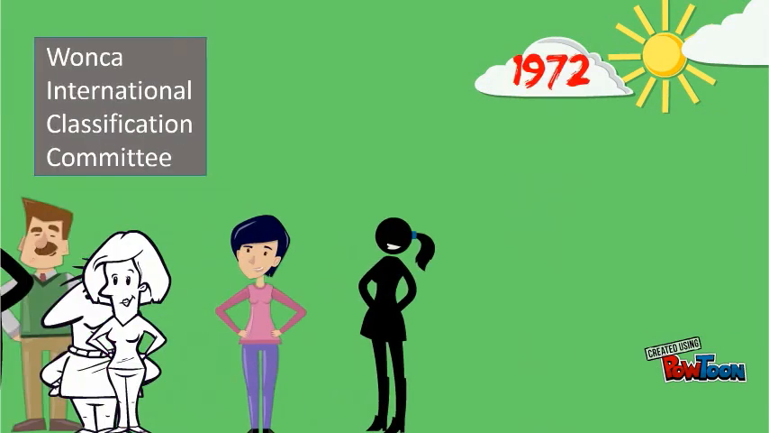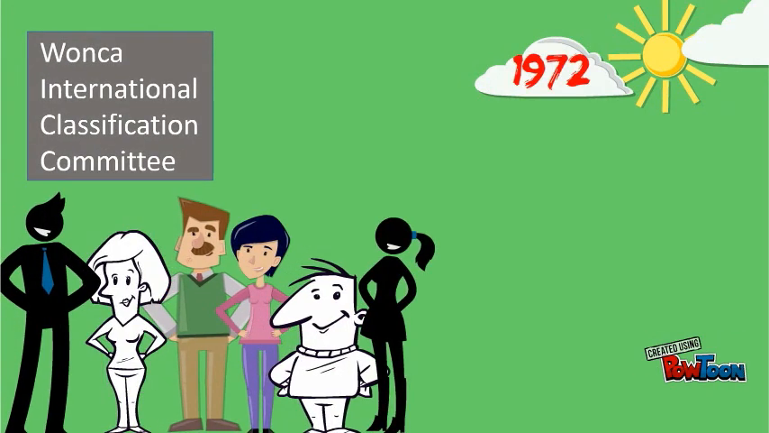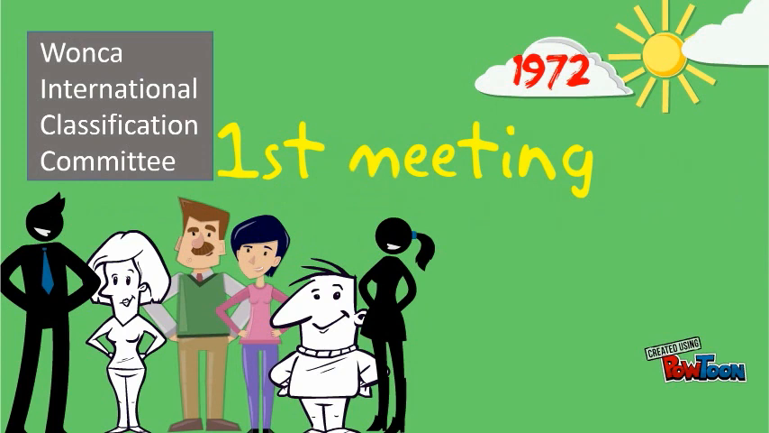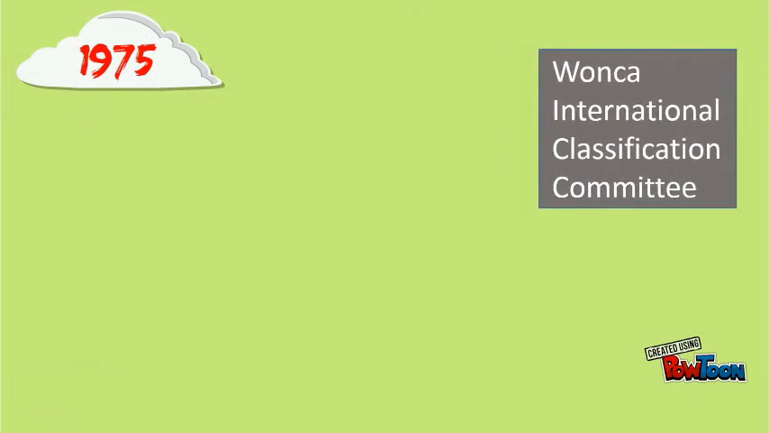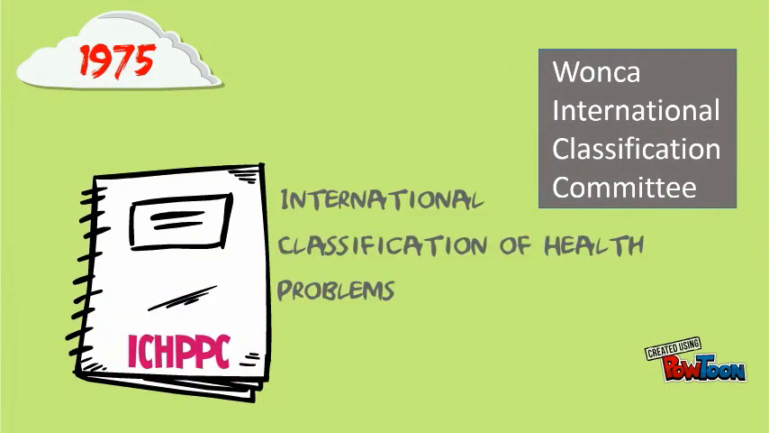In 1972, the Wonca International Classification Committee had its first meeting in Melbourne and agreed that it was time to design a classification specifically for primary care. Recognizing the problems in ICD, the Wonca International Classification Committee designed and developed the International Classification of Health Problems in Primary Care, published in 1975.